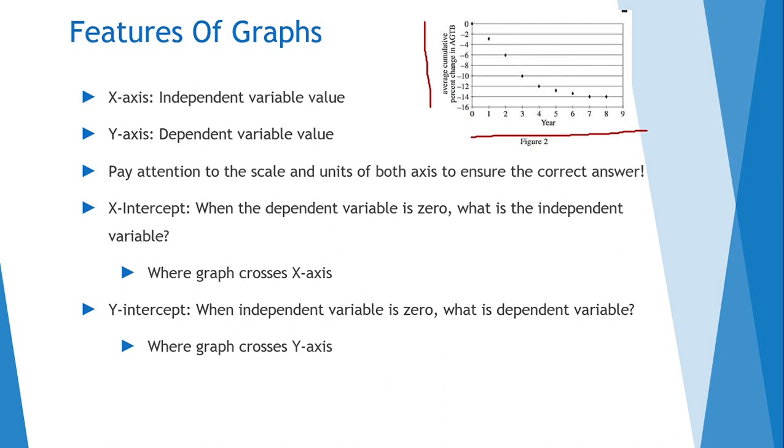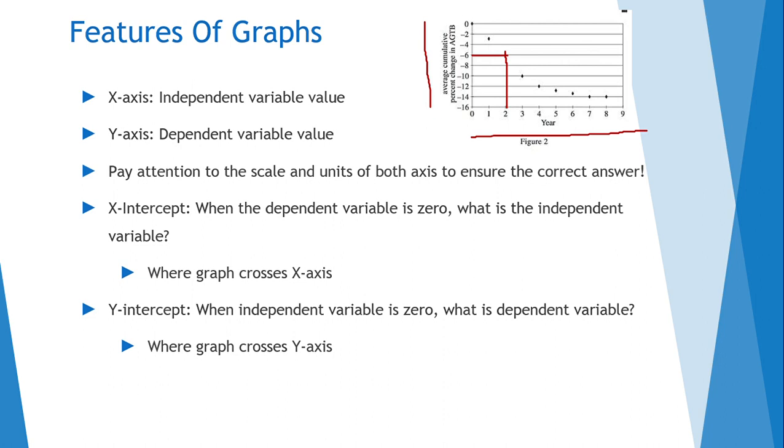When you find your answer, you must pay attention to the units of the variables that the question is involving in order to get the question right. For example, if the question is asking me about the year that the cumulative percentage change in AGTB is -6, I would draw a line from that known percentage, and then I would find what year the point I intersected with that line is. And that would be 2 years.